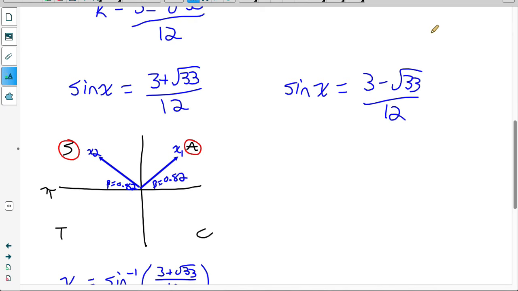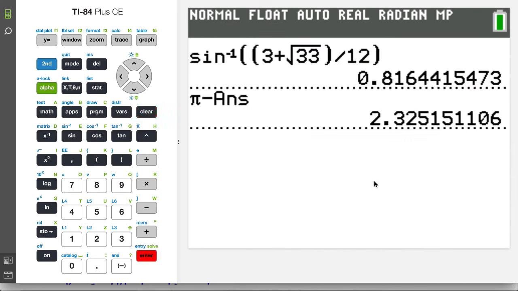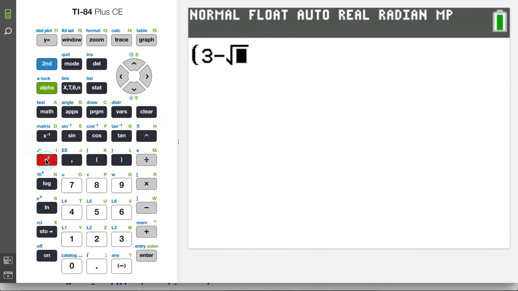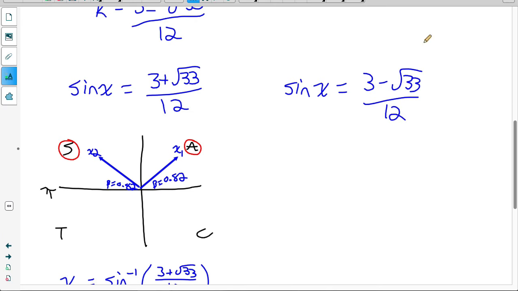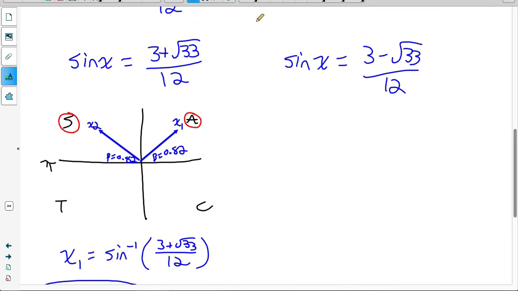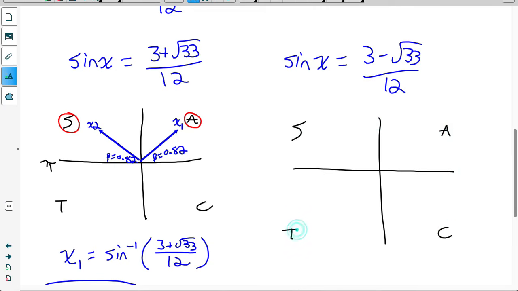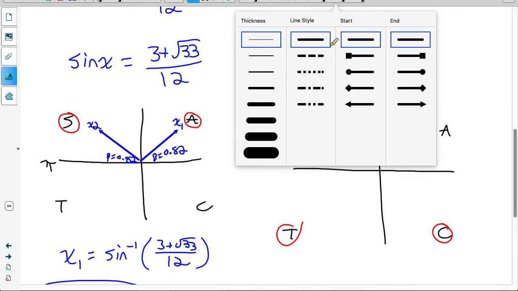So 3 minus root 33 over 12 is going to be a negative ratio. Let me show you that. So notice that 3 minus root 33 over 12 is a negative value. It's about negative 0.23. So I know that this is a negative ratio, and I know sine has a negative ratio when you're in either quadrant 3 or quadrant 4, when you are down here in the two places where y coordinates are negative. So I'll draw a terminal arm in those two quadrants.